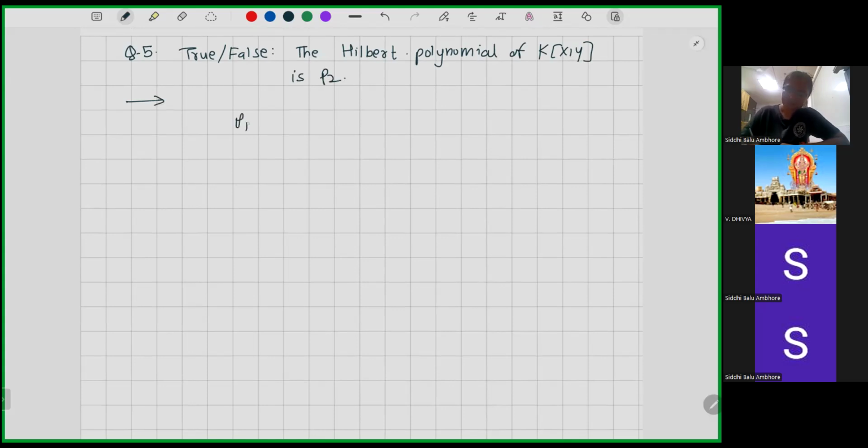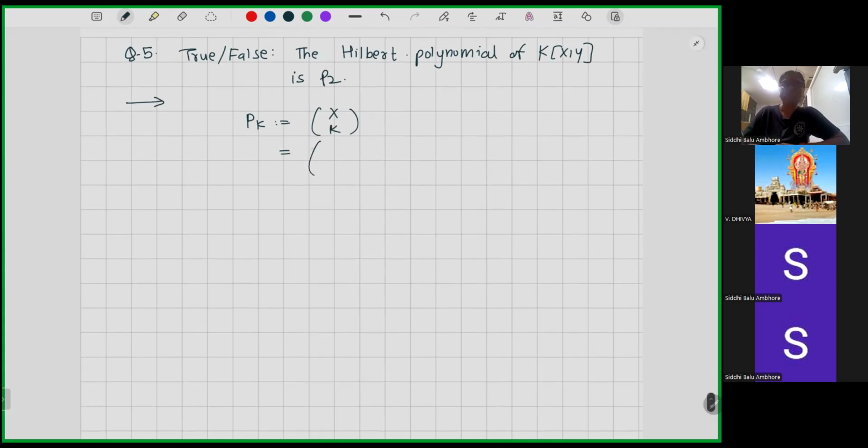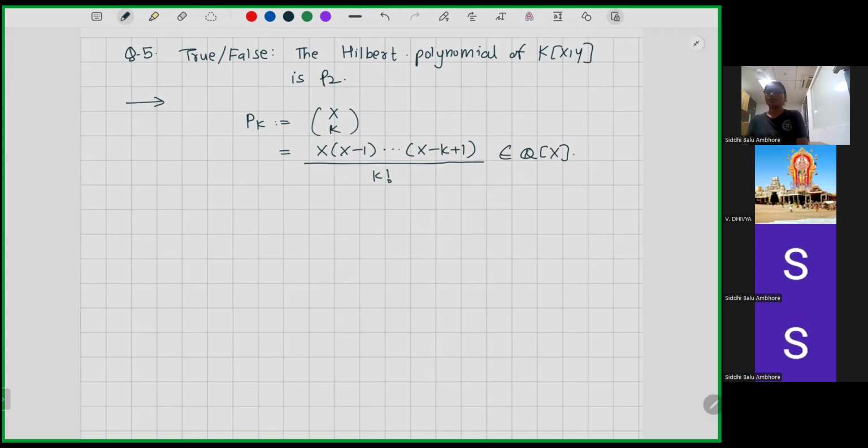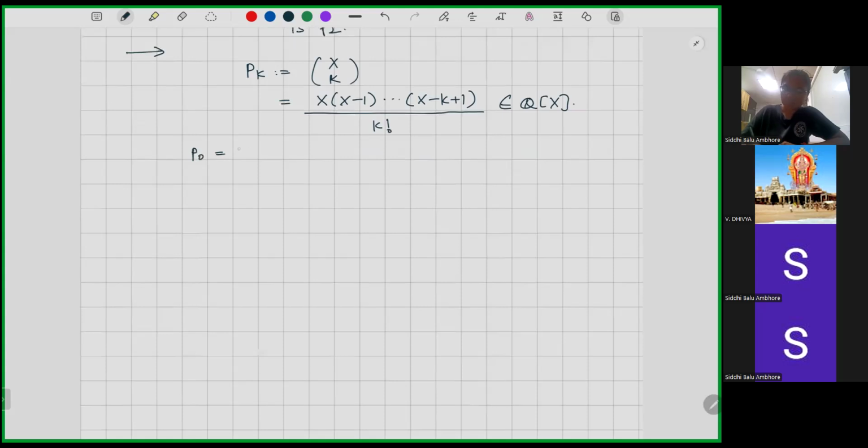So we define these polynomials Pk, which is not actually x choose k, but it has this short form, and it actually represents this polynomial x into x minus 1 up to x minus k plus 1, divided by k factorial. And this is some polynomial in Qx. The coefficients are from Q because of this k factorial, and all the others are only x minus I, where I is some integer. So the numerator is in Zx, but once we divide it by this k factorial, we are in the polynomials over rational coefficients.